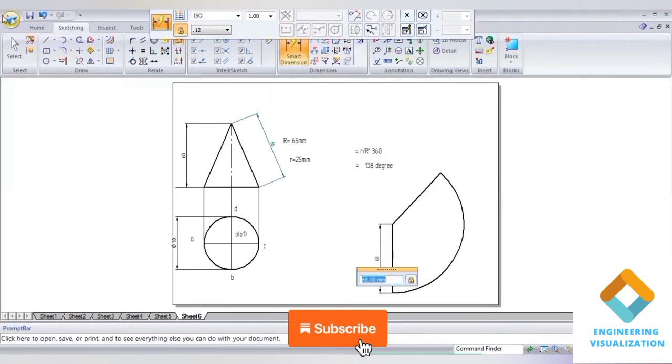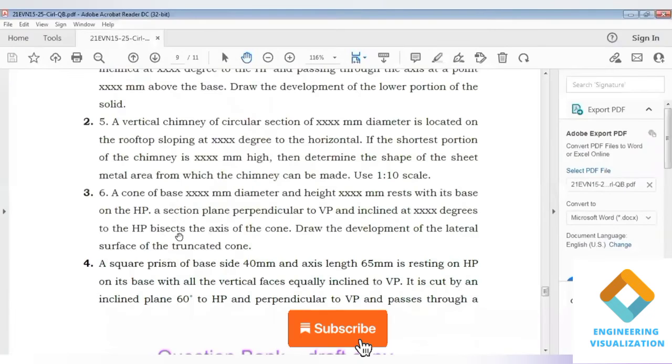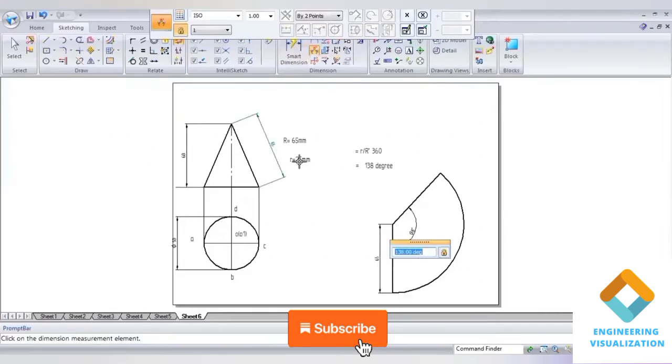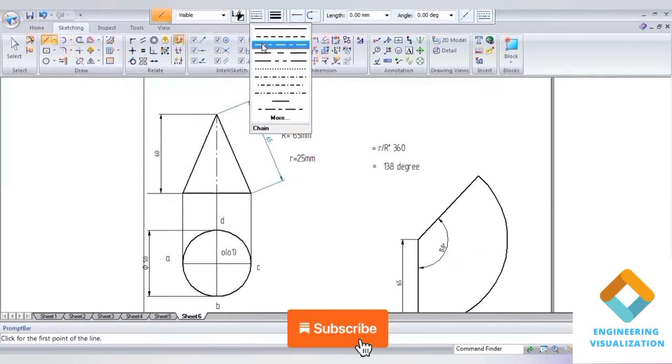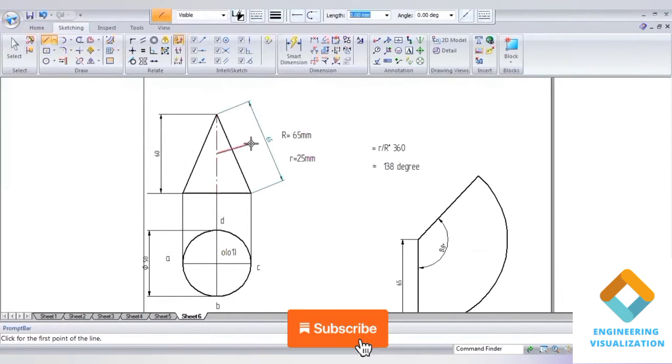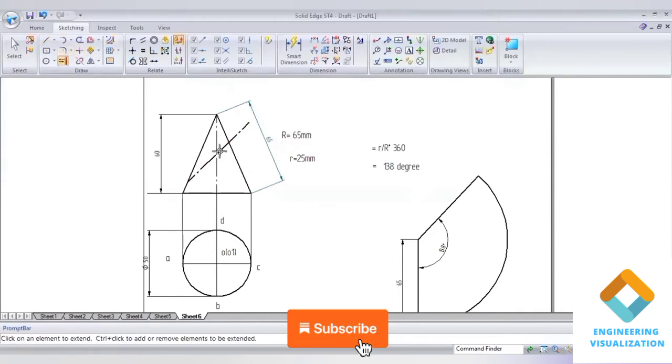You can show the dimensions and the angle, no problem, but we need to show the angle line here. This is the basic problem, but you can see here we have to show it with the cut plane. A section plane perpendicular to VP, inclined at a given angle to the HP, bisects the axis of the cone. Bisect means we should consider exactly the midpoint. You can see this is how you find the midpoint. This is the midpoint symbol, and here we have to take the angle. Here the angle we consider is 45 degrees. Go to extend to next.